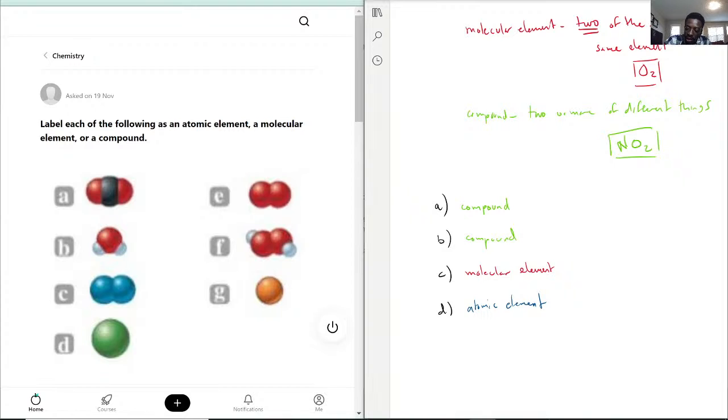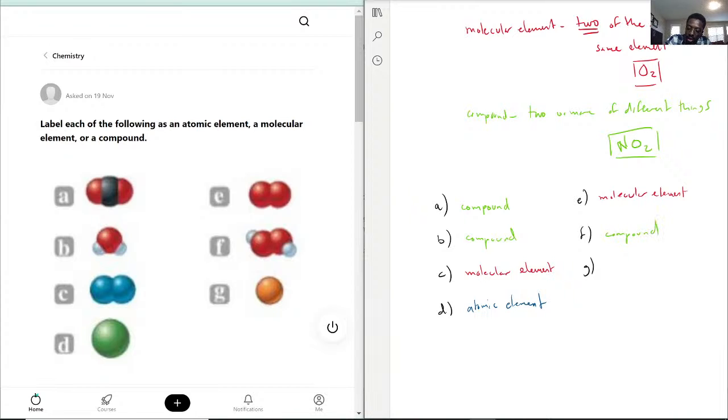Okay. E, I'm just going to write down these as well. But E, exactly, two of the same looking things. So again, it's a molecular element. Okay. F has two different colors, so two light blue spheres, two red spheres. So that would actually be a compound.